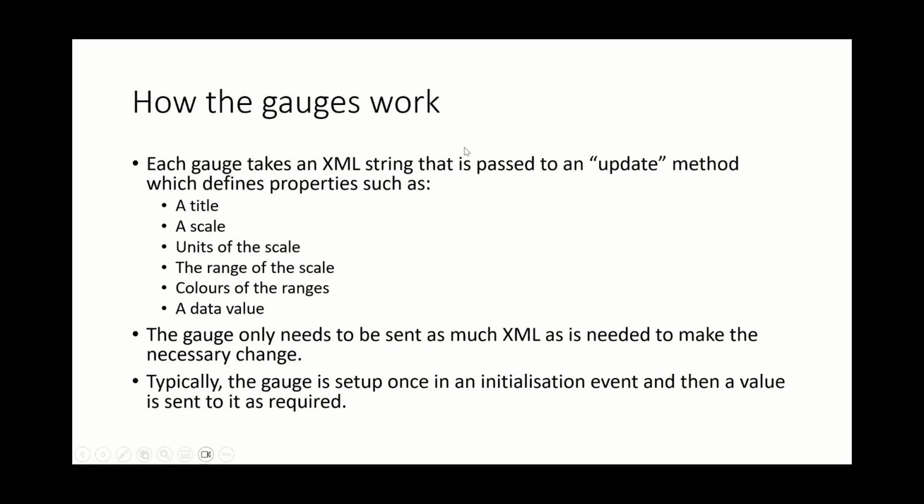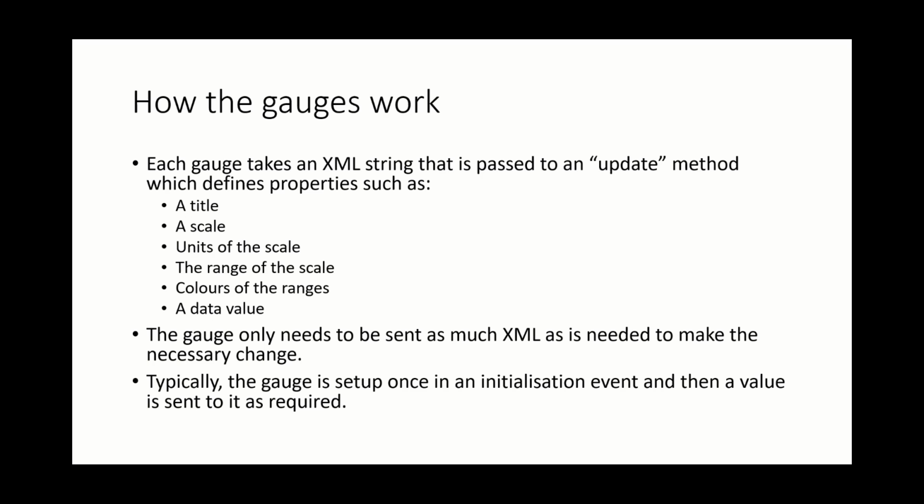Each gauge takes an XML string that is passed to an update method of the user control. And this XML string defines a series of properties such as the title of the gauge, the scale. It might be going from 0 to 100 for a percentage. It might be going from minus 100 to plus 100 for something. It provides the units of the scale, the range of the scale, and you'll also see things like you can set the edge of the scales to change color dependent on certain parameters, and clearly, obviously, the single data values that the gauge is designed to display.